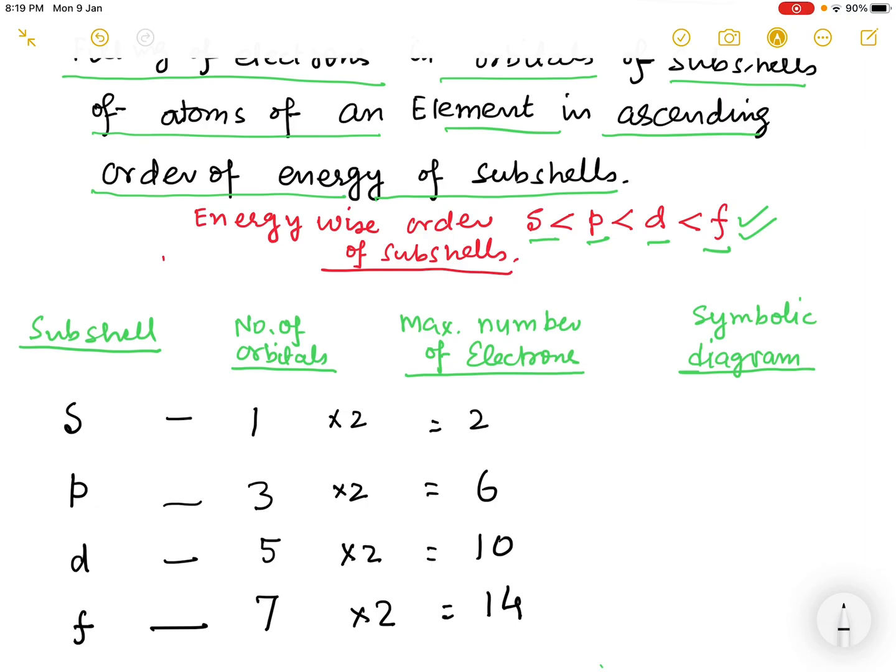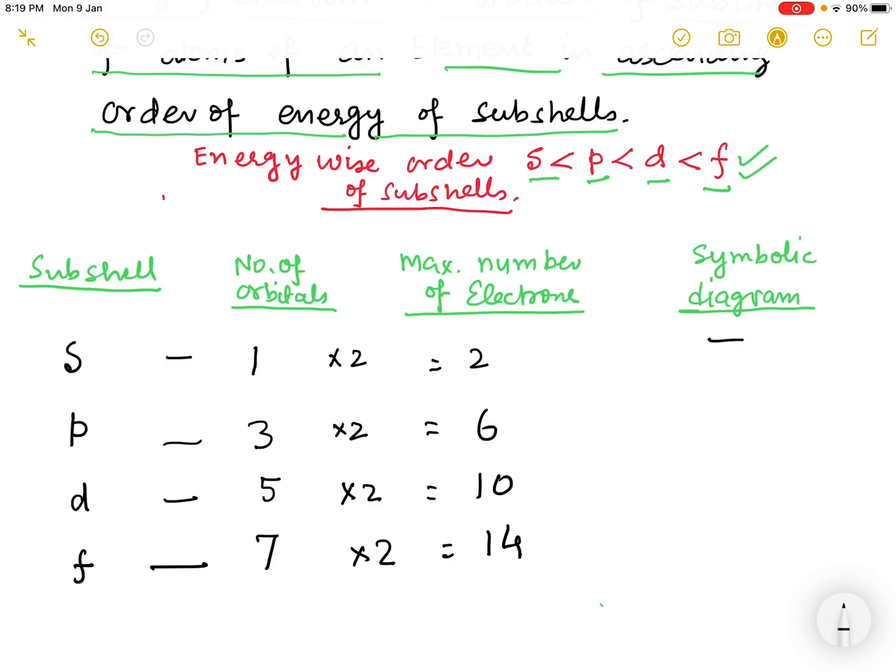Now this is a symbolic diagram. This is one orbital, symbolic representation. This boundary is one orbital, and here the arrows show 2 electrons, and these electrons have opposite spin. So one we have shown as an upward arrow, and the second is a downward arrow. So they are opposite spin. One is clockwise and another is anti-clockwise.